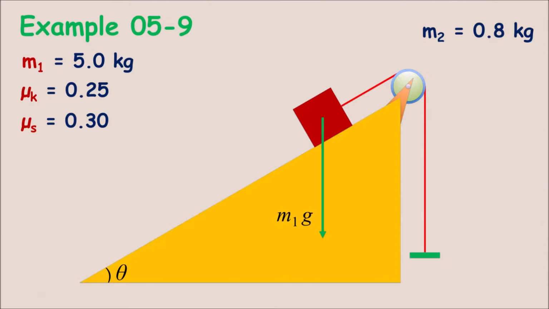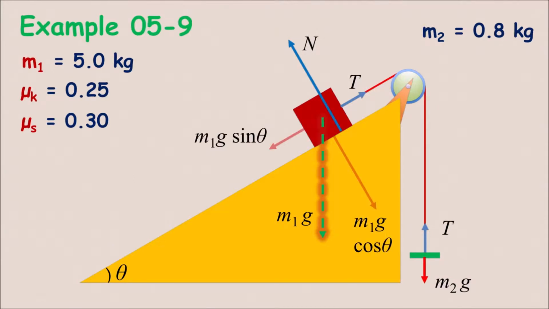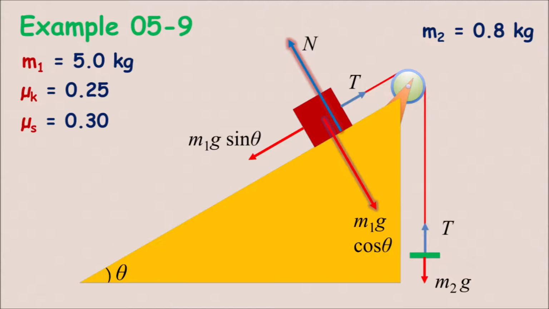First, look at the forces involved in this system. You see that M1G applies downward and the normal force is perpendicular to the ramp. Also, M2G applies to block 2 downward, which creates a tension in the string that applies to both blocks equally because the pulley is massless and frictionless. Now M1G has two components, one parallel to the ramp and one perpendicular to the ramp. The perpendicular component, which is M1G cosine theta, balances with the normal force and they cancel each other.